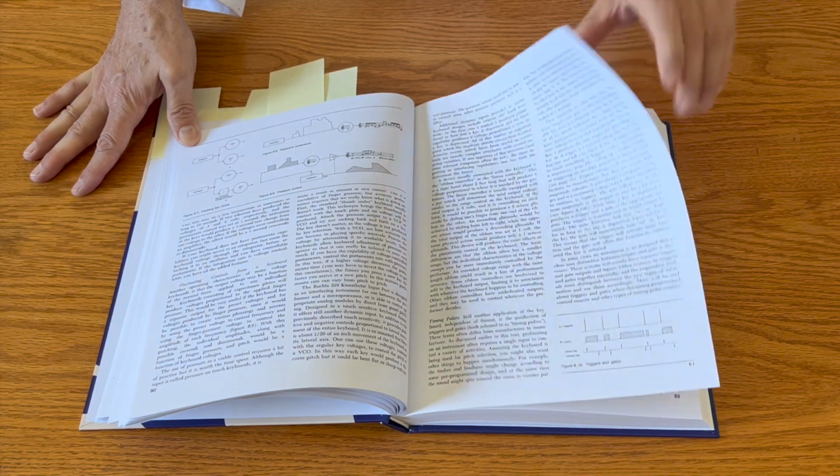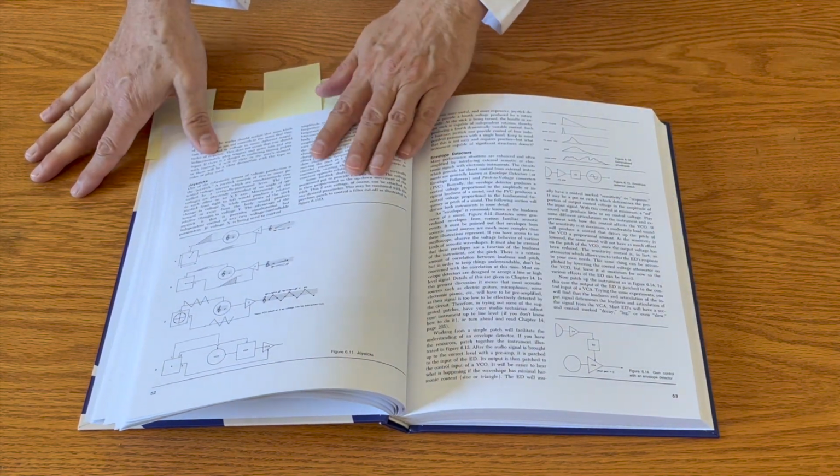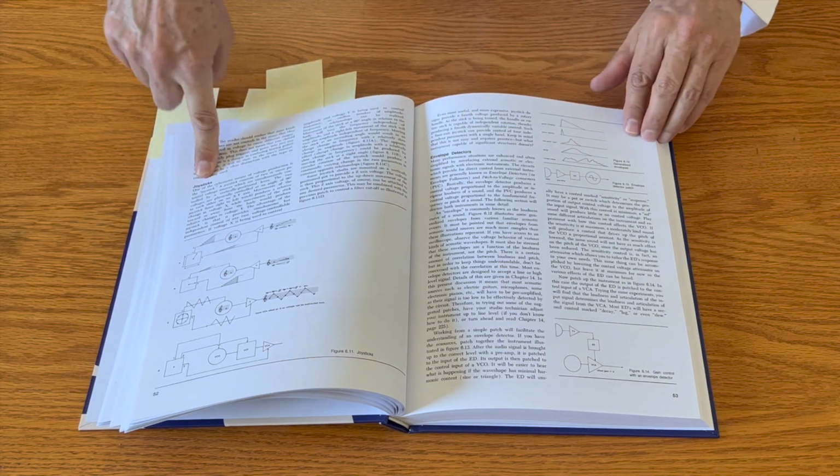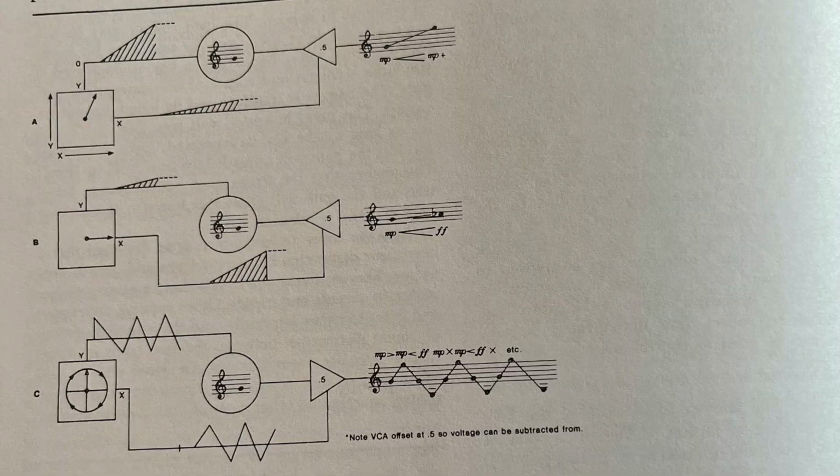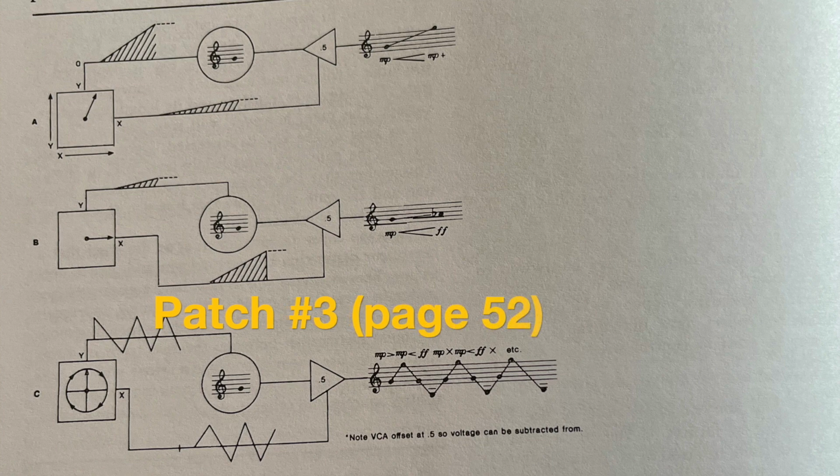On page 52, Alan introduces the joystick as a control voltage source. These are still popular, and I use them in a lot of my patches. Let's reconstruct Alan's joystick patch on page 52.